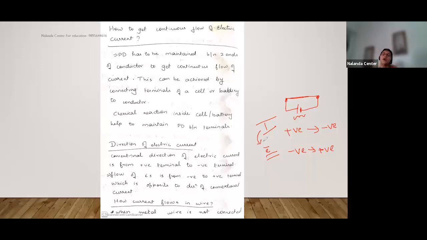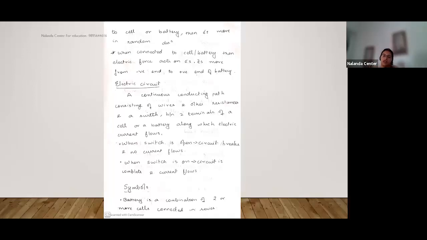Okay. So now coming again, how does the current flow in a wire? When a metal wire is not connected, the electrons are going to move in random directions. But when a cell or battery is connected to the wire, there is an electric force. This electric force is going to pull all the electrons in the same direction, that is, towards the positive side of the battery. This is what creates the systematic movement of all electrons together in one direction. This is what is going to create an electric flow.